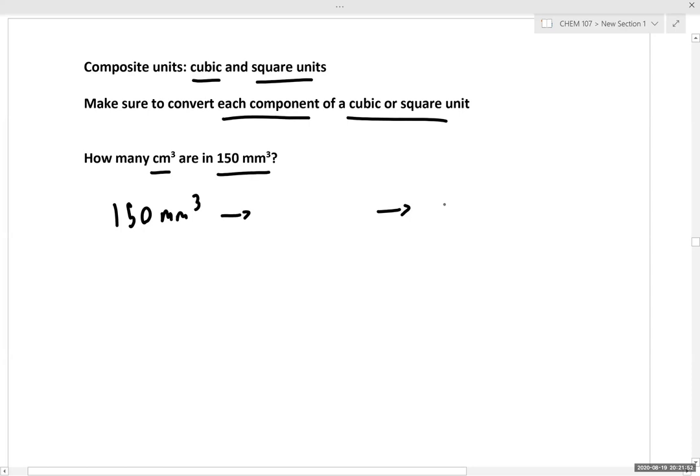Now, if our end goal is centimeter cubed, what should our stepping stone be to go from millimeters to centimeters? What's our intermediate unit? What's our base unit? Meters, exactly right. But instead of just normal meters, since we're dealing with cubic units, it will be meters cubed. Now, there are two methods of dealing with this. First, you can start by writing out your equalities. We know 1 millimeter is equal to 10 to the negative third meter, and 1 centimeter is equal to 10 to the negative second meter.